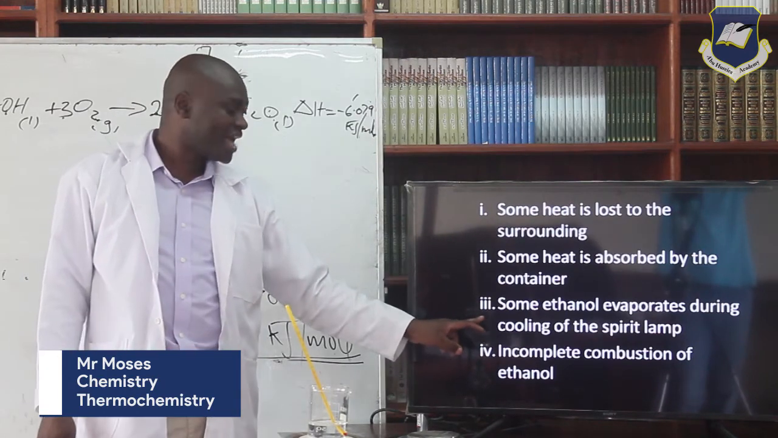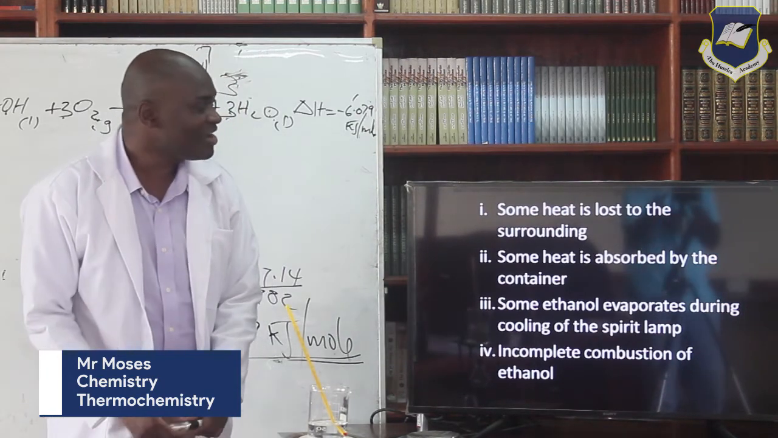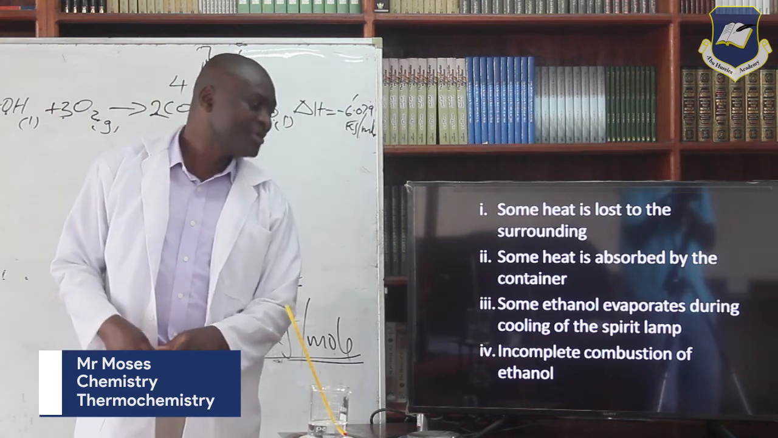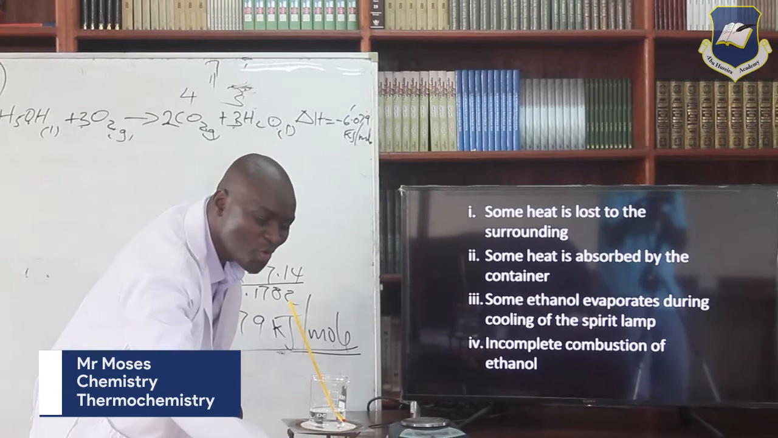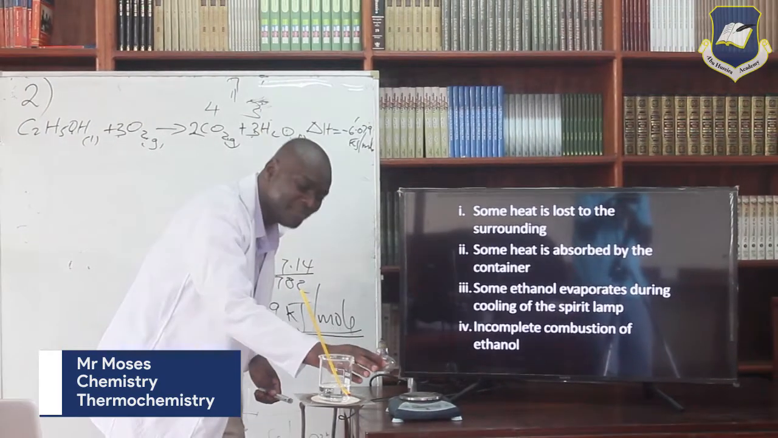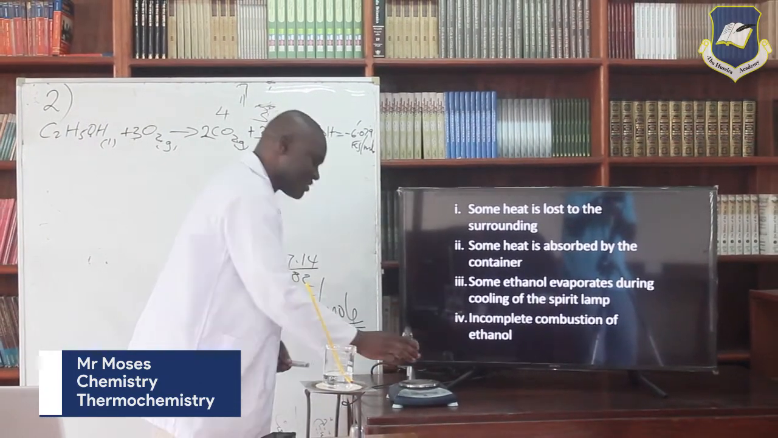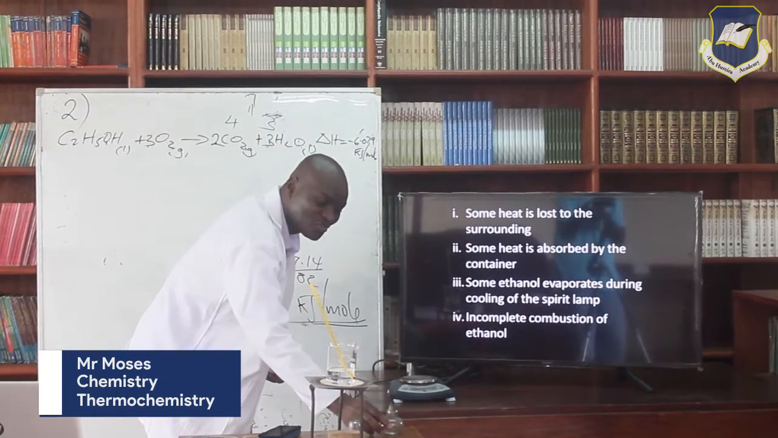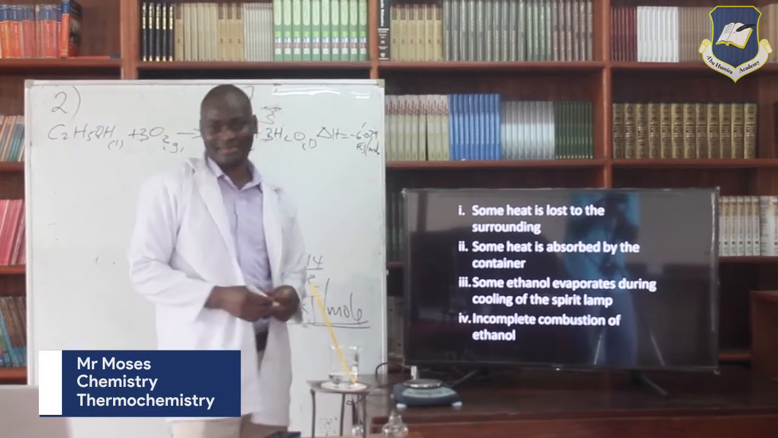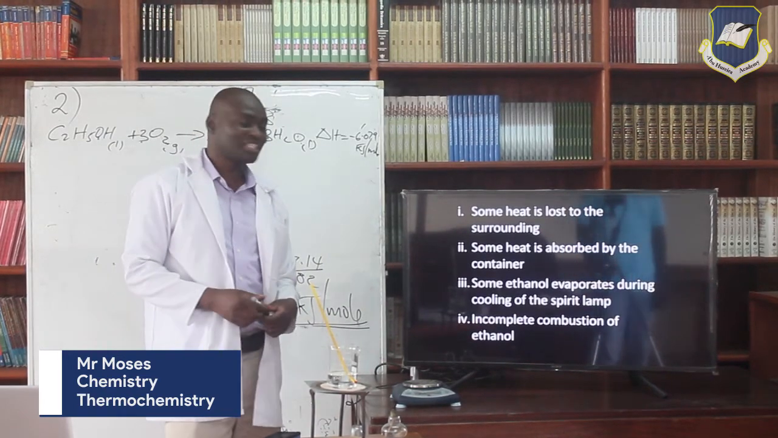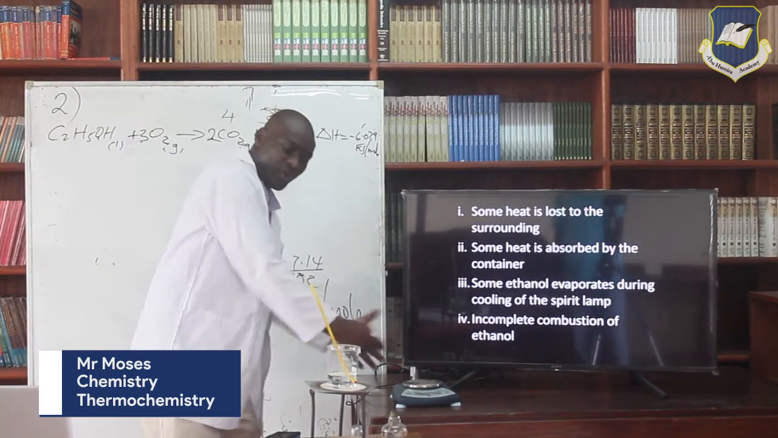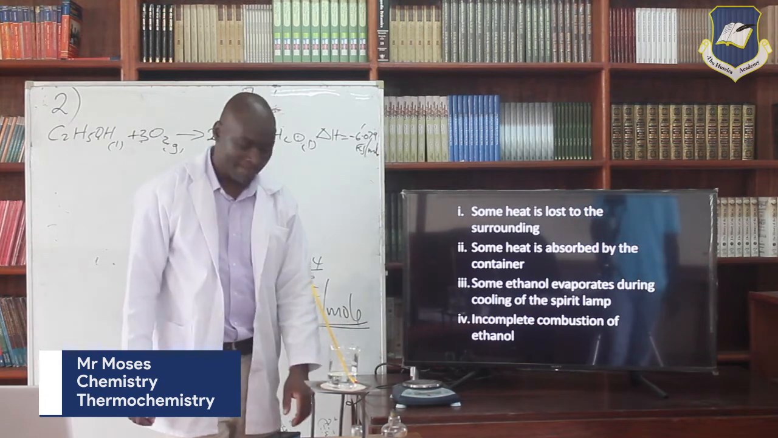And the third source of error is some ethanol evaporates during the cooling of the spirit lamp. We were told to allow this spirit lamp to cool, then reweigh. In the process of cooling, ethanol is volatile. So a lot of it was lost in the process of cooling before weighing. That is also a source of error.